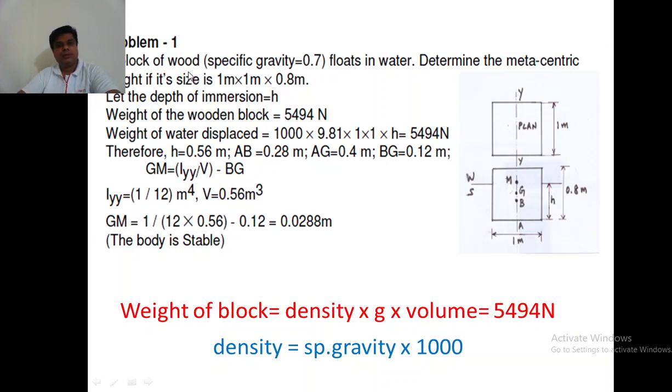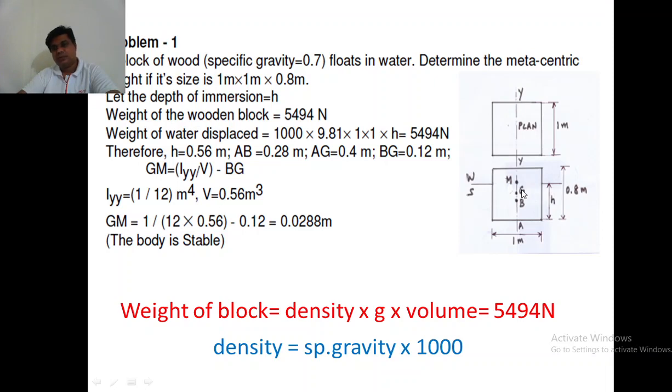One simple problem is where a block of wood with specific gravity 0.7 is floating in water. We have to find the metacentric height, GM, and the size of the wood is given. This is the front view, and this is the y-axis, the top view. You can see the length of the wood, the width of the wood, and the height of the wood. It's a wooden block with length 1 meter, width 1 meter, and height 0.8 meter.